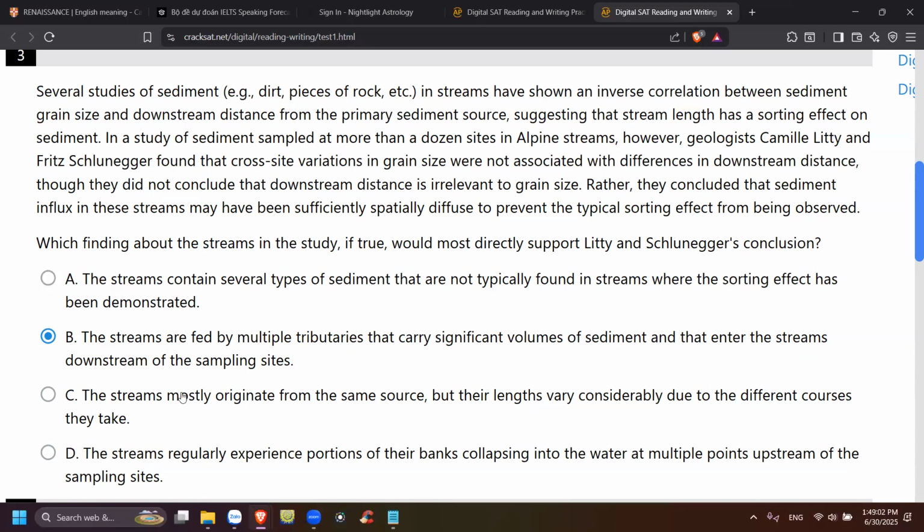But why not A, B, C, or D? C and D just don't make sense to me. It's just a length of different things. It's not what they conclude. It's not relevant. Yeah, how about D?